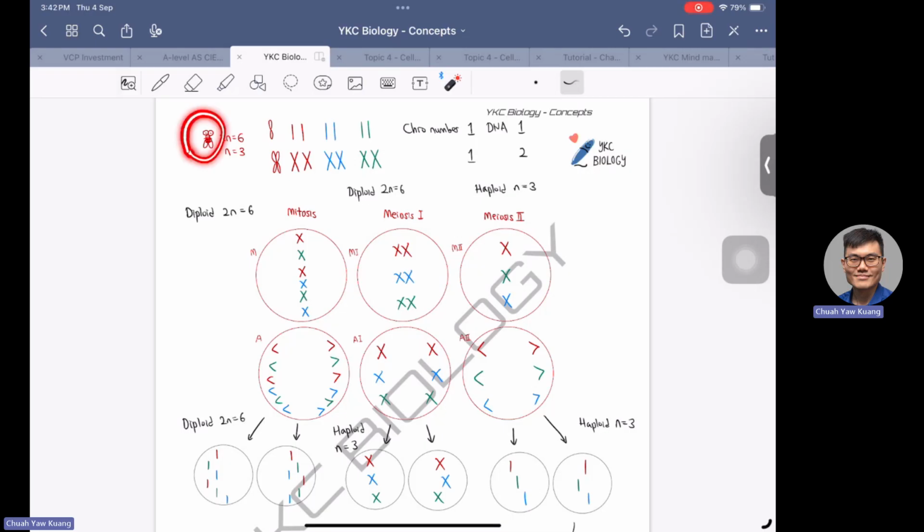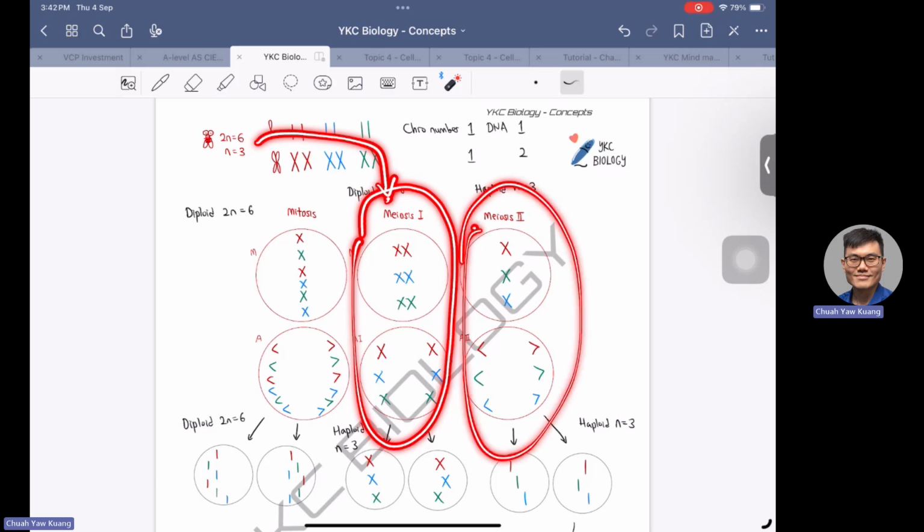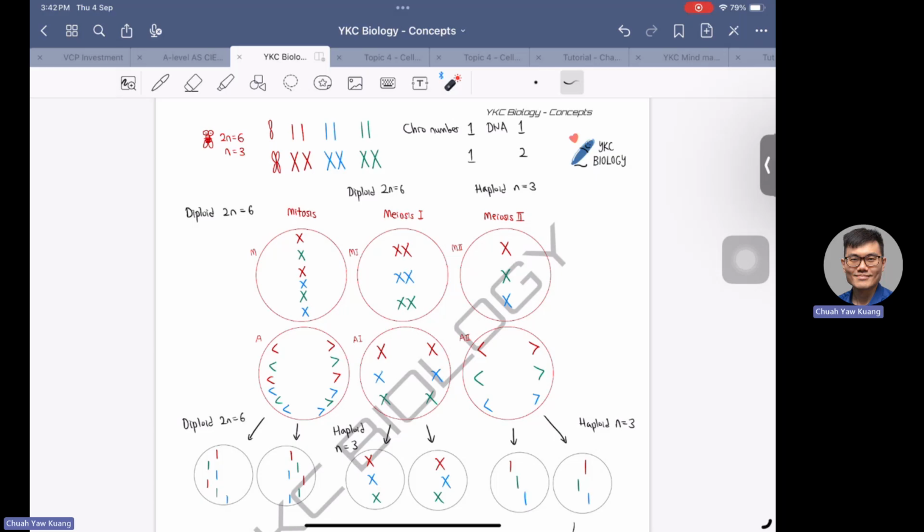So for this Drosophila, in order to reproduce, they also need to produce their gamete. To produce the gamete, they have to undergo meiosis 1, then meiosis 2. Now let's say this is a male Drosophila. In their testes, they have a stem cell that is diploid, 2n equals 6. This stem cell will undergo meiosis 1 and produce 2 daughter cells.